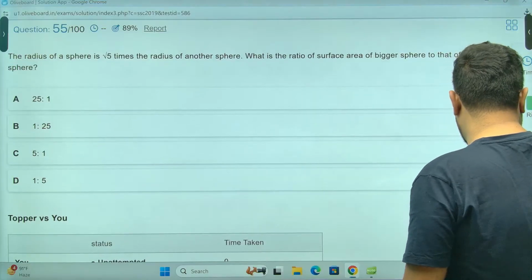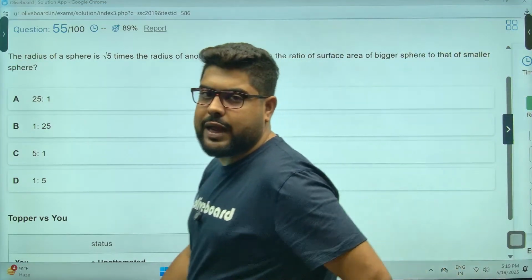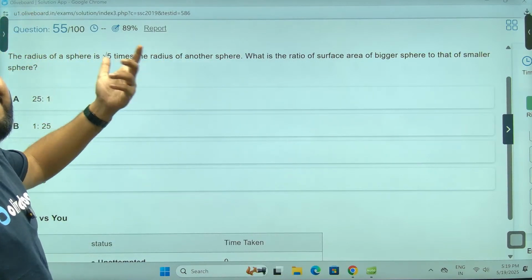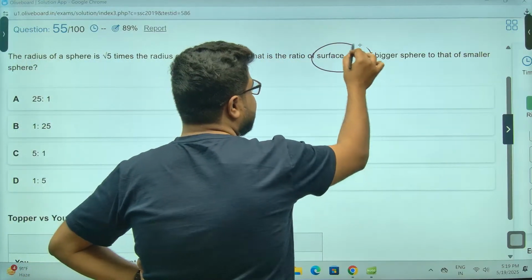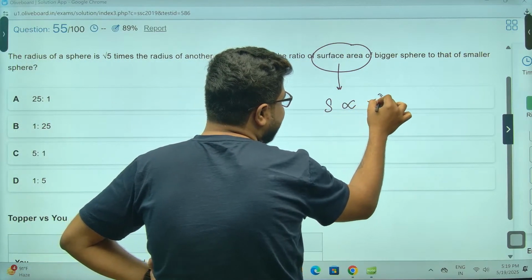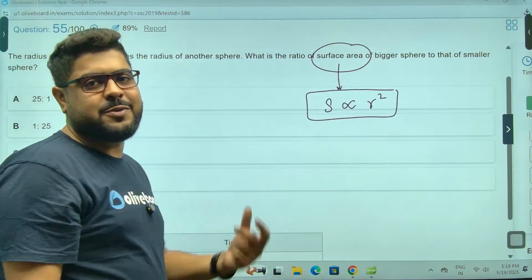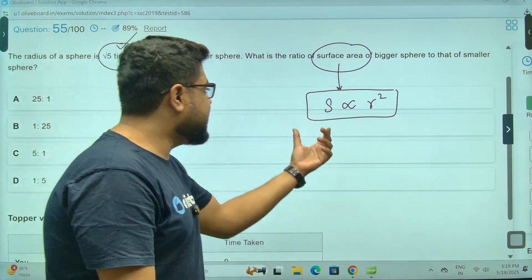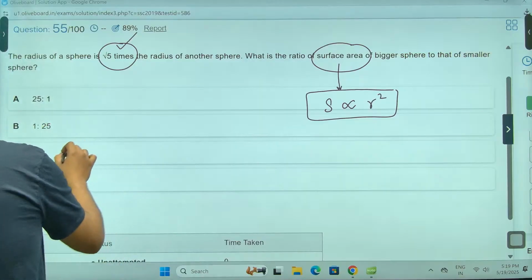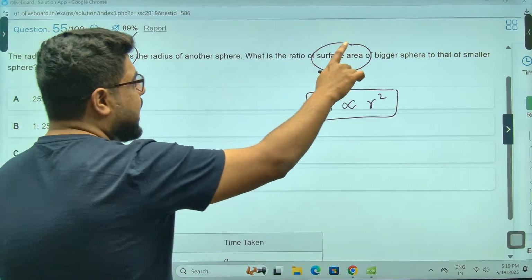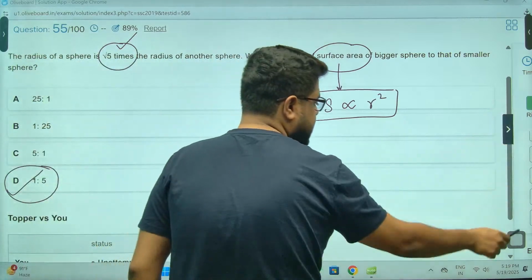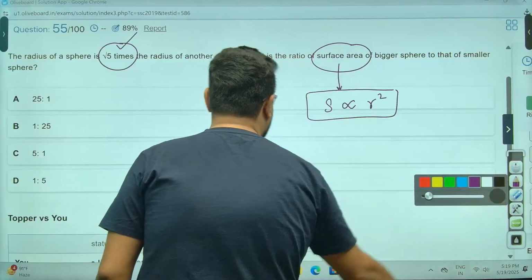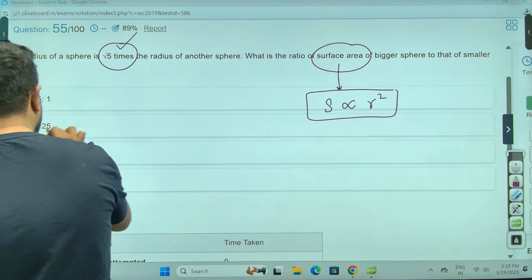Radius of a sphere is root 5 times the radius of another sphere. The ratio of surface area. Surface area of a sphere varies as r squared, because 4 pi r square is the formula. So the variable is r square. So if the radius ratio is root 5, then r square will be 1:5. Acha, bigger to smaller, they have told us to find the ratio of bigger to smaller. So bigger to smaller means 5:1 will be the answer. Option C.